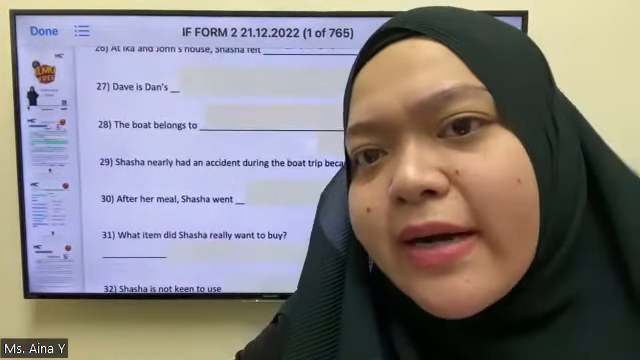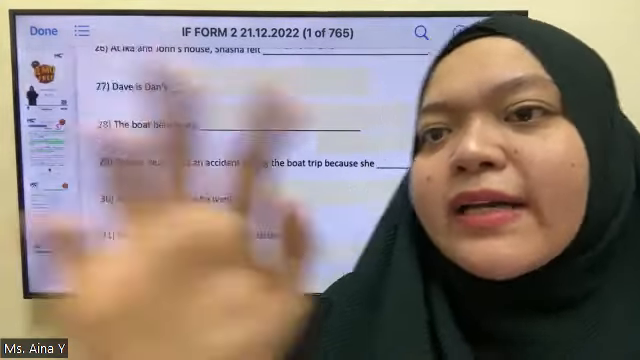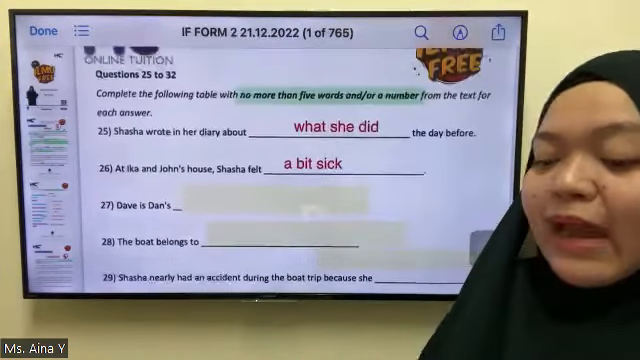Hi Nuri Inshira, hi Akil Raif. Asyik baru nampak awak punya gambar apa kamera.